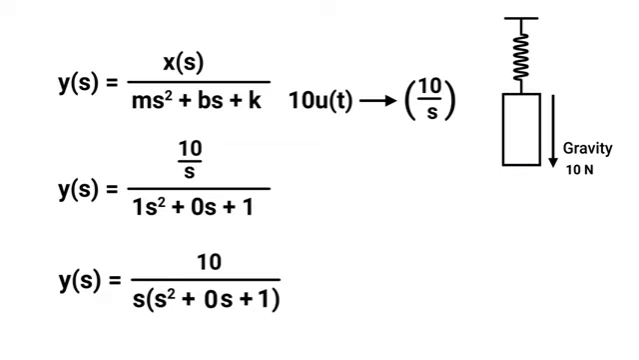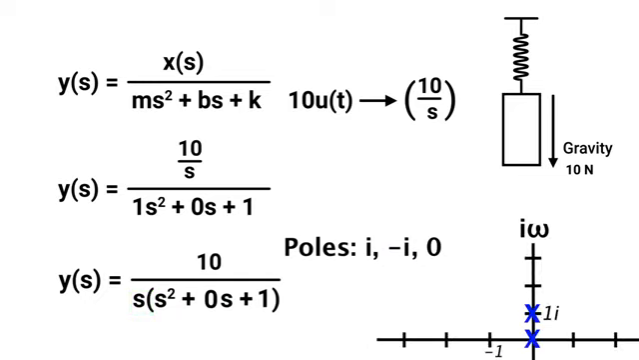We have one pole at positive i and another at negative i, which is what makes this part 0. Then we also have a pole at 0 from the s out here, and we'll put everything on the pole-zero plot. Again, I'm hiding the bottom to make room, but it always looks identical to the top half. And now we have everything we need.